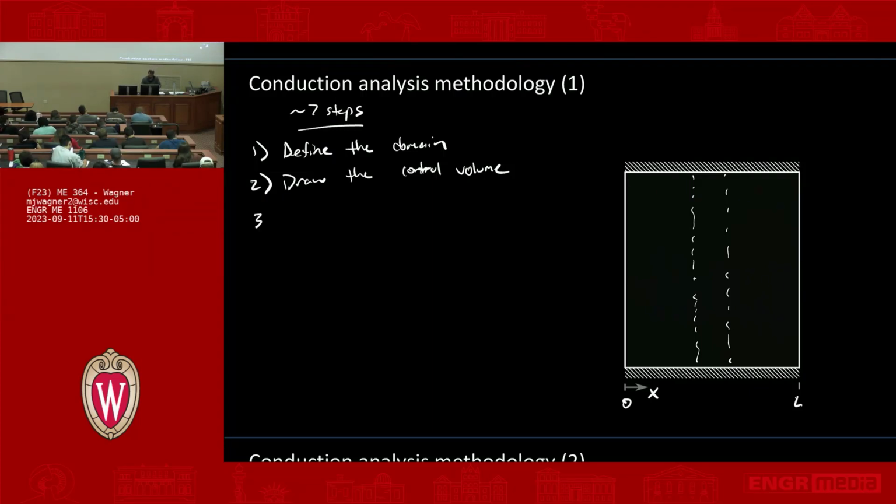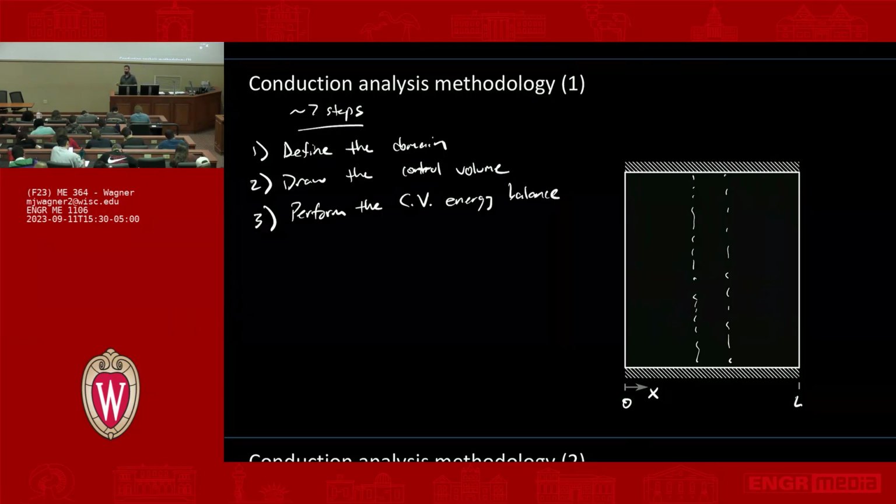Step 3 is perform the control volume, CV, energy balance. Here I now have to identify everything that's going in and everything that's leaving, everything that's generated, everything that's stored. Remember back to the first law. So we're applying the first law here. So let's identify all the possibilities.